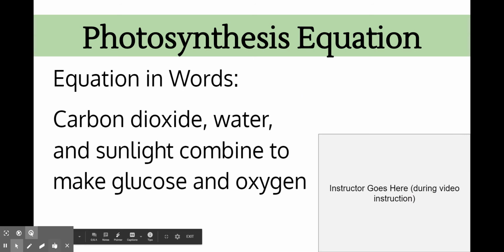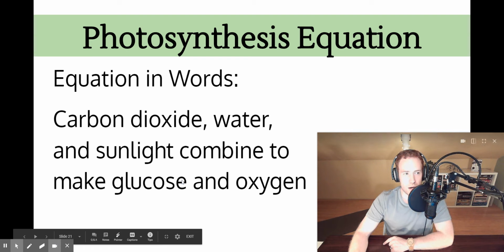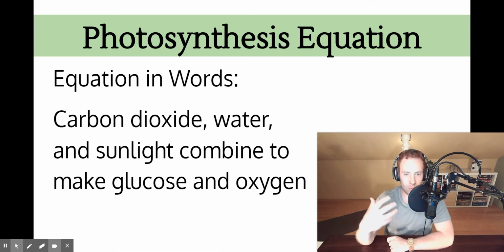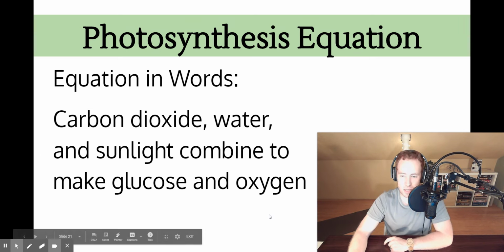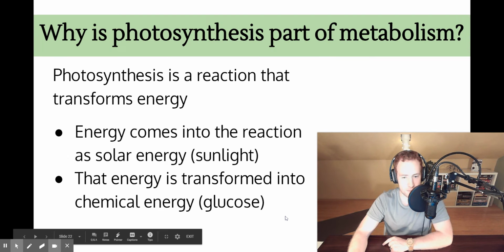So if you wanted to say it in words, the way that we would say that thing that you just wrote down and that I just talked you through is that carbon dioxide, water, and sunlight combine to make glucose and oxygen. That is photosynthesis.